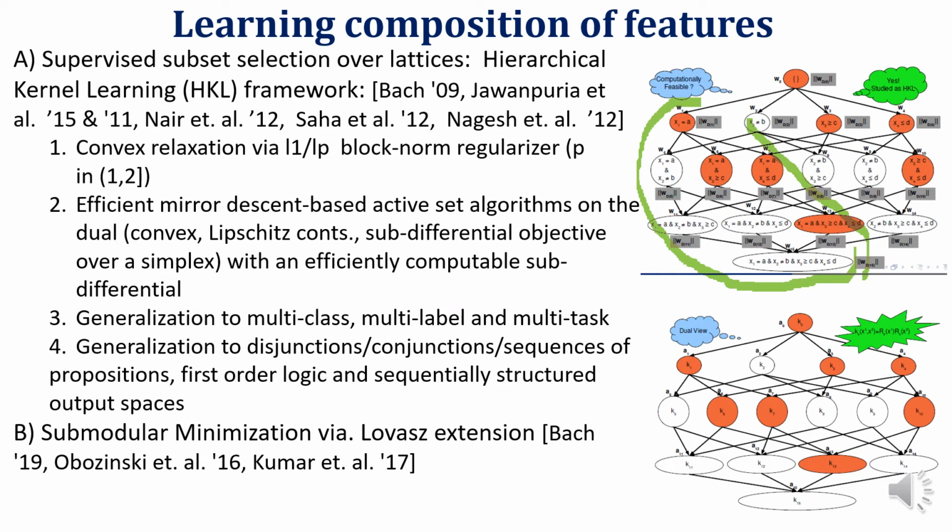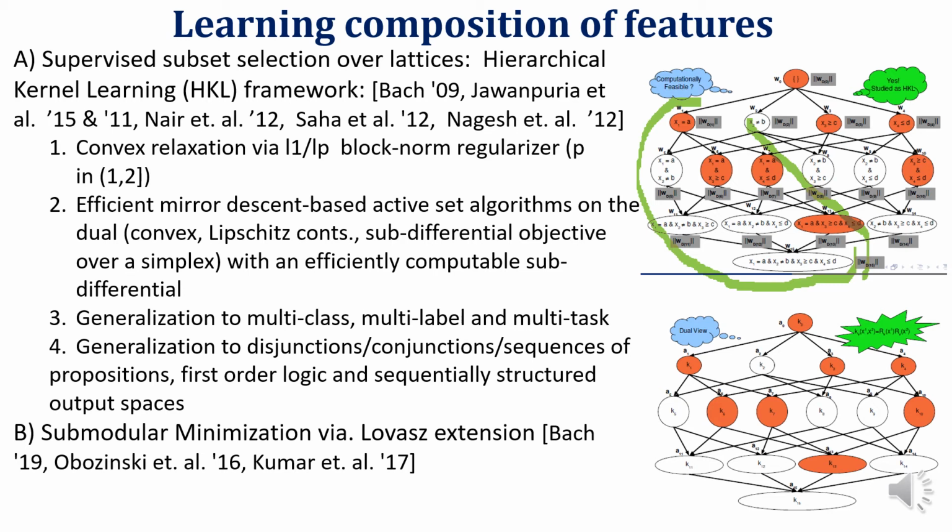Supervised subset selection of lattices. Now it's possible to use block norm regularizations to basically get sparse combinations. So you may want only a small number of such rules. Moreover, you may also want each of the rules to be compact.